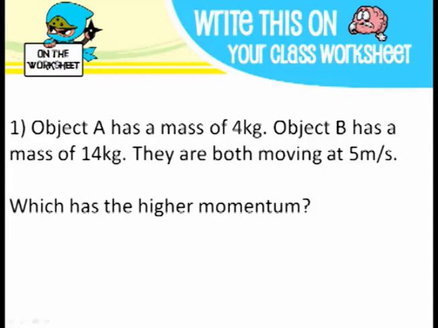If you don't believe me, we can do the math out. Object A has a mass of 4 kilograms. Momentum is mass times velocity, so 4 times 5 gives you 20 kilogram meters per second is going to be your object A momentum.